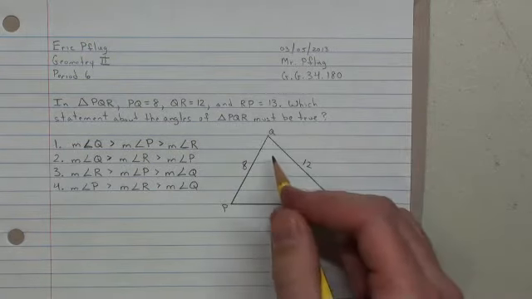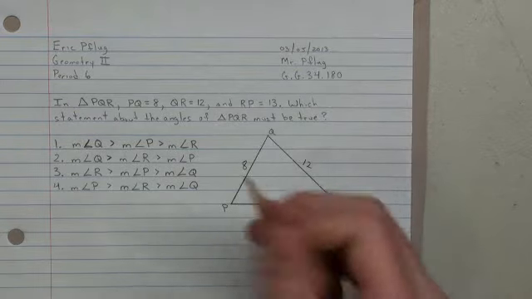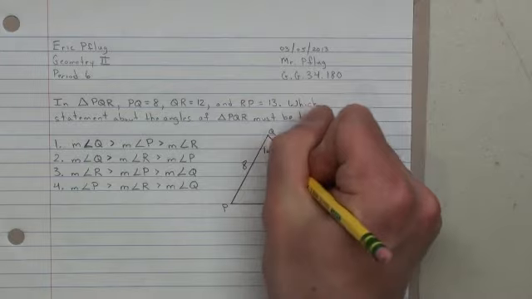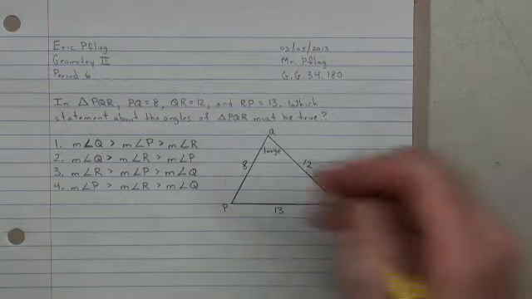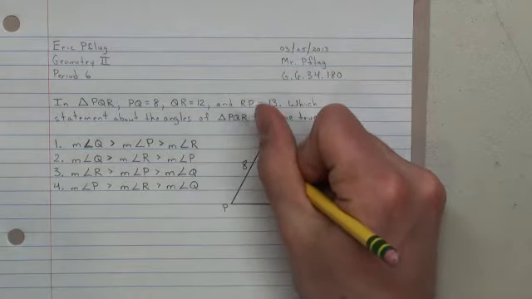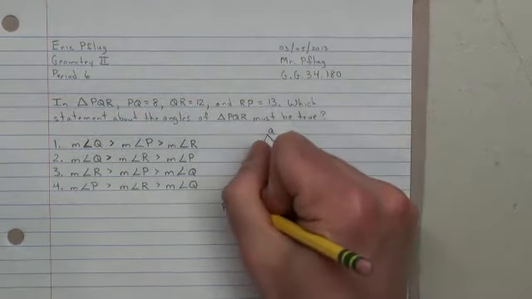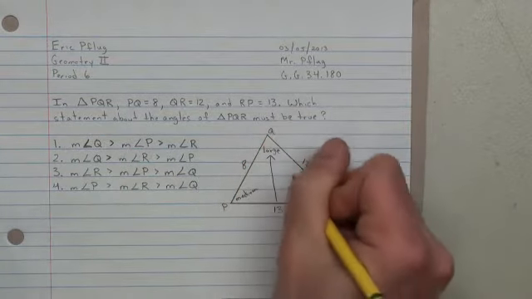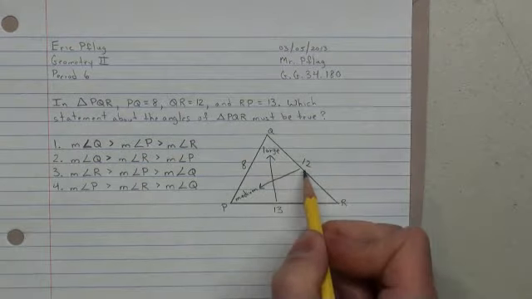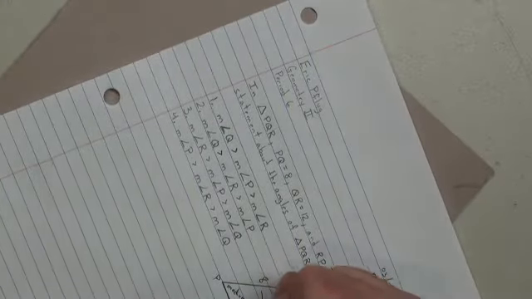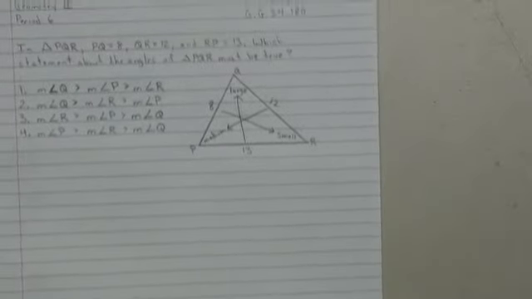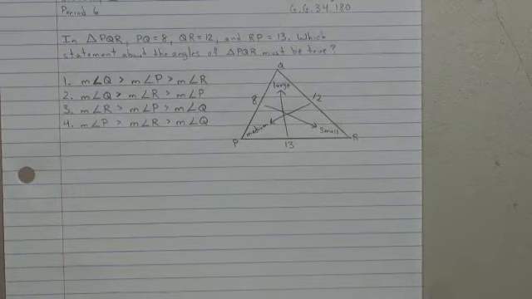Well, the largest angle is across from the largest side. So angle Q must be the large angle. Angle P must be the medium angle because it's across from the second biggest number. And R must be the small angle because it's across from the smallest side. Okay? So the largest angle is across from the largest side.